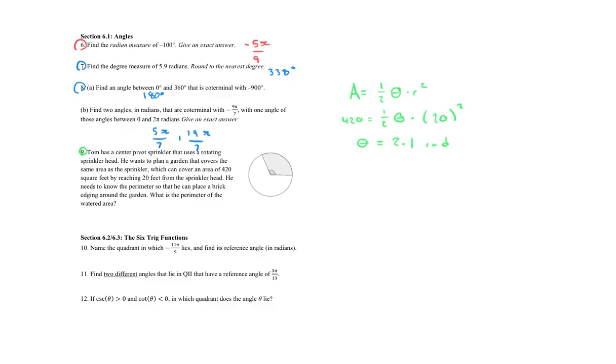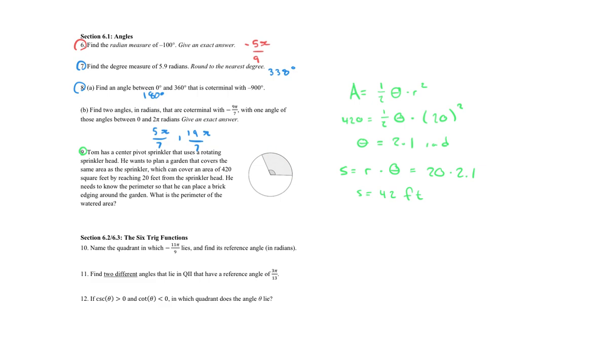So next, we need to figure out this length here. This length, we'll call S, is going to be equal to R times theta, which is going to be 20 times 2.1. So we find that the length of this arc is going to be 42 feet. So we know from here to here is 42.